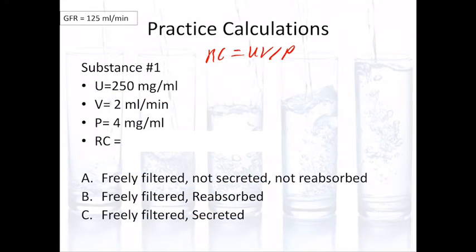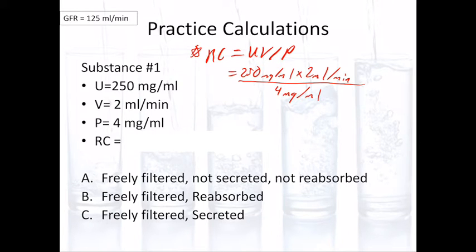All right, well, let's take a look at a couple practice examples here. So I'll help you guys through the first one, and then you can do the next two on your own. So again, here's our equation. Renal clearance equals UV over P. Okay, so if we just put these in, we've got our 250 milligrams per milliliter times 2 milliliters per minute. Divide all of that by our P, which is 4 milligrams per milliliter.